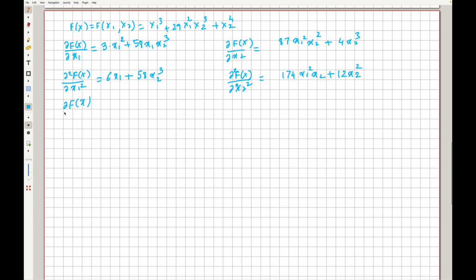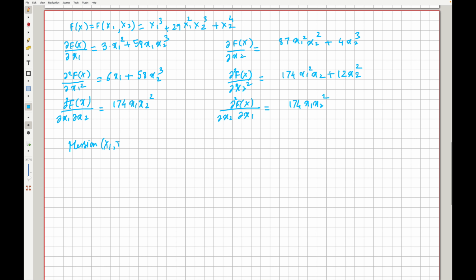When we calculate the cross terms, this is x1 x2, here we get 174 x1 x2 squared, and here we calculate the cross terms again, where we differentiate with respect to x2 first and then with x1. In this case, we get 174 x2 x1 again. Sorry, 174. Let me write that down. So we get 174 x1 x2 squared.